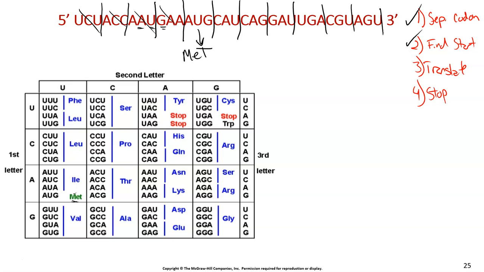CAU. C, we find C. We find A, we find U. That's His. CAG. GLN. GAU.